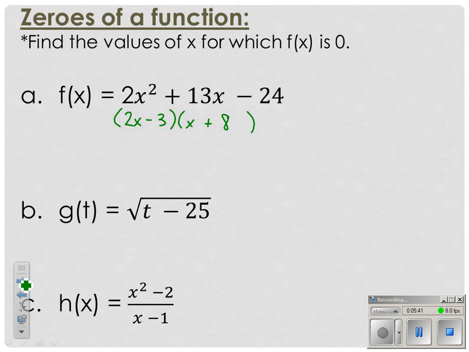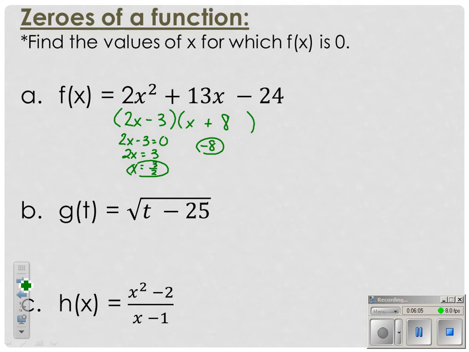So our solutions for this, 2x minus 3 will end up being 2x is equal to 3 or x is equal to 3/2. There's one of our zeros. And then the second factor most of you are getting pretty quick at coming up with, the -8 that would make that factor equal to 0.